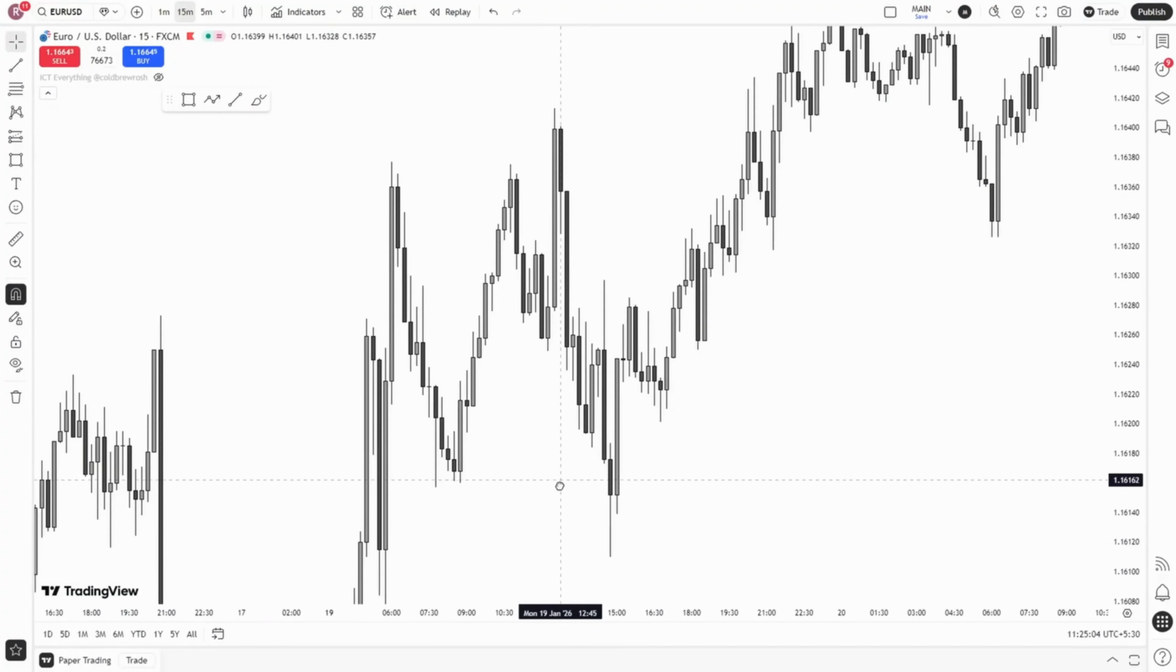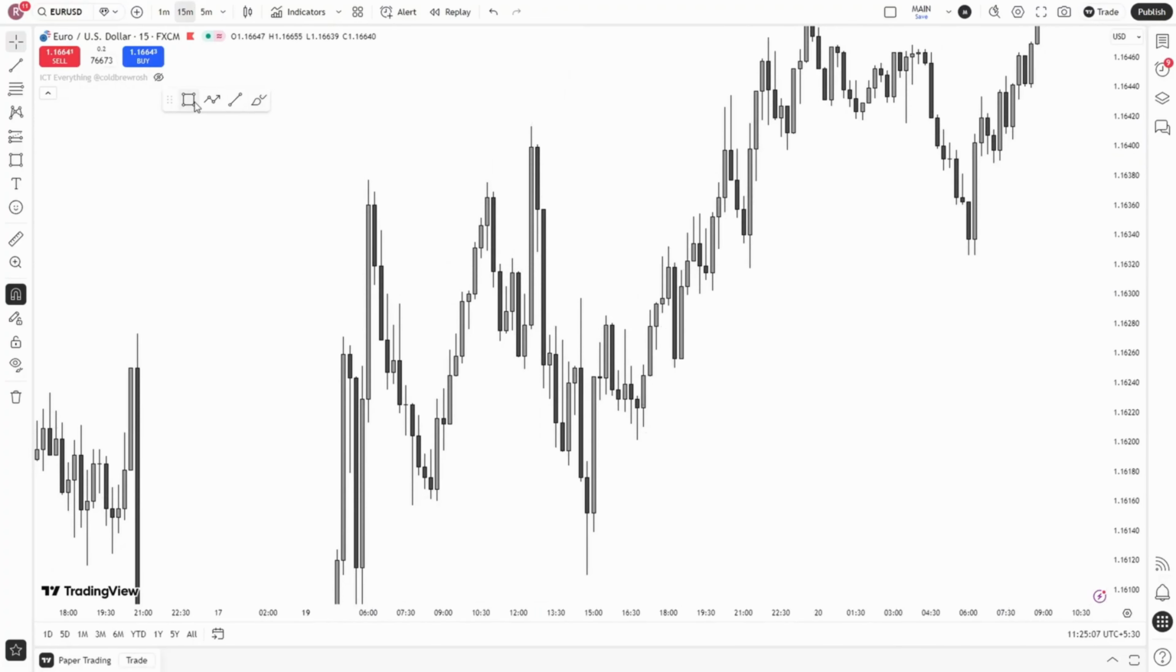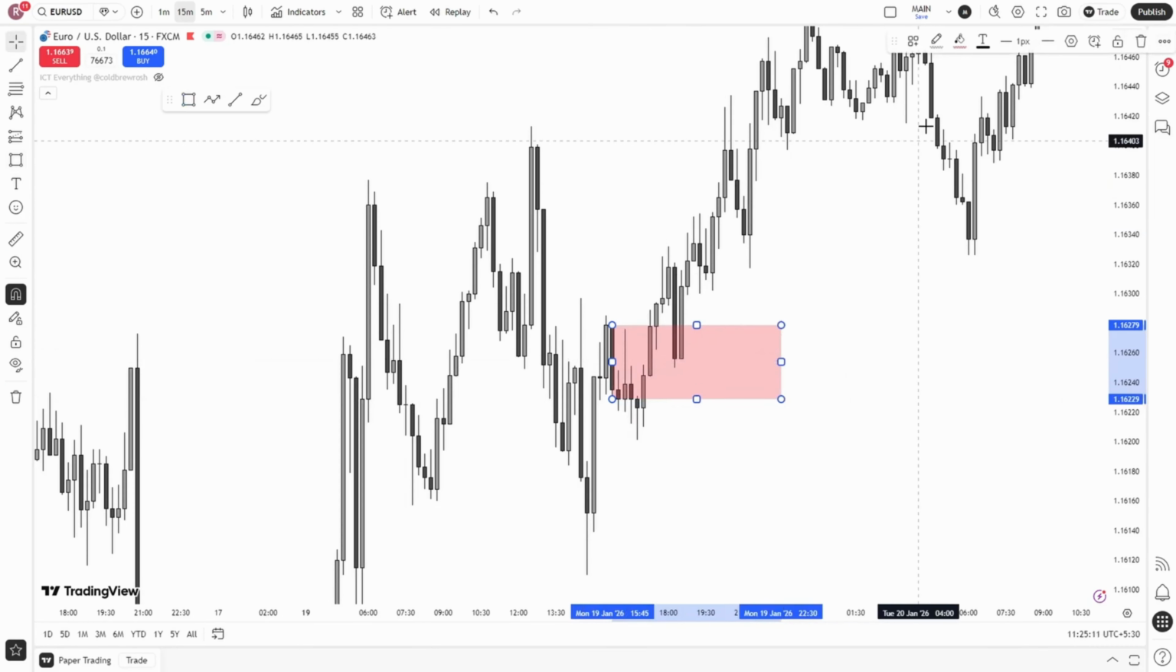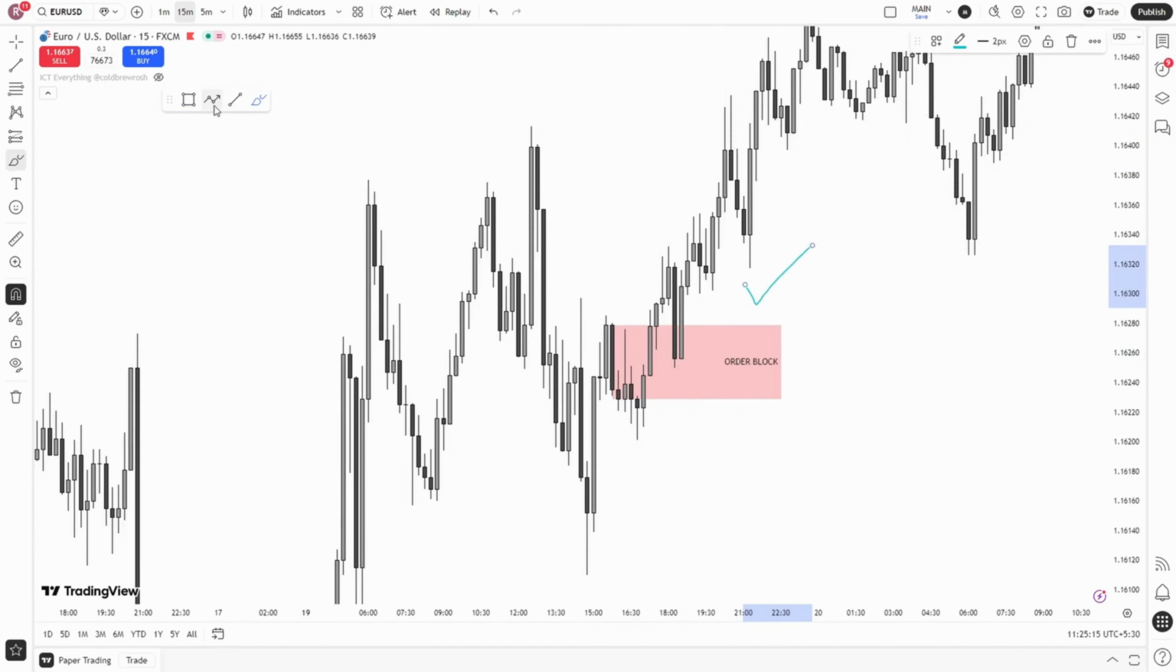Order blocks are considered points of interest for trading opportunities. But here's the real question most traders never ask. Why do some order blocks work perfectly, while others get completely disrespected by the market?